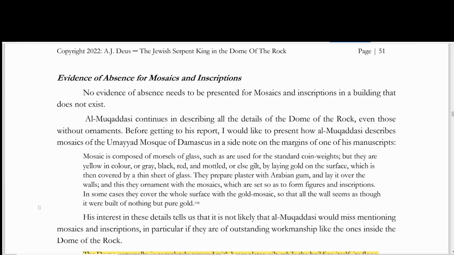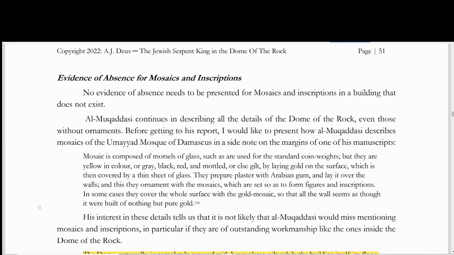Now, going to move on. Evidence of absence for mosaics and inscriptions. No evidence of absence needs to be presented for mosaics and inscriptions in a building that does not exist. Al-Muqaddasi continues in describing all the details of the Dome of the Rock, even those without ornaments.